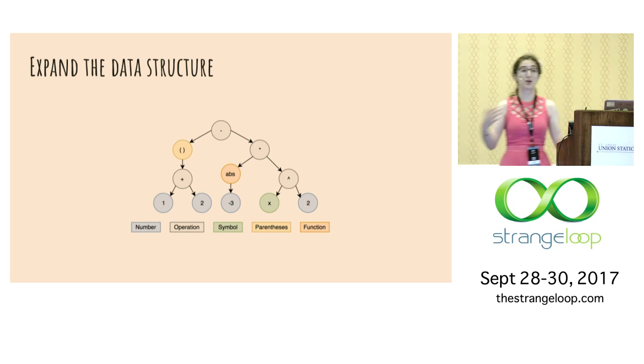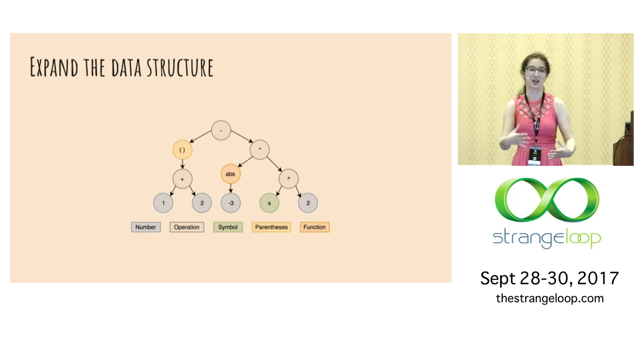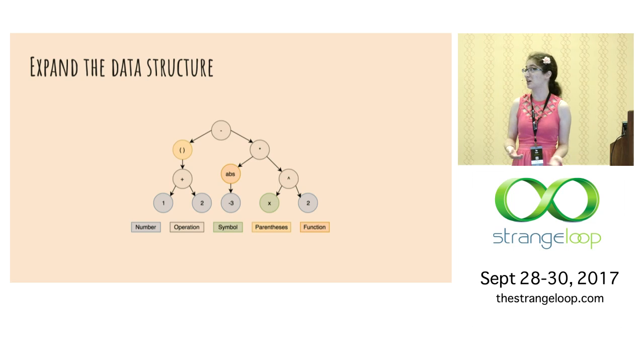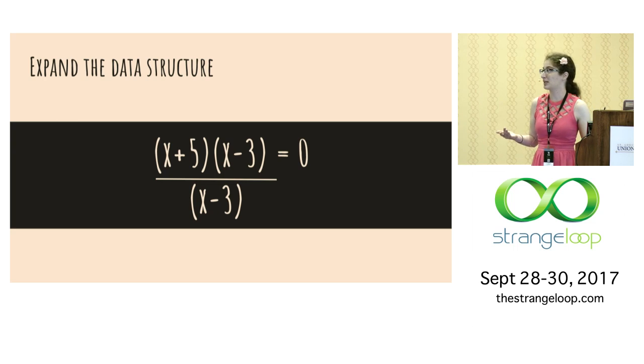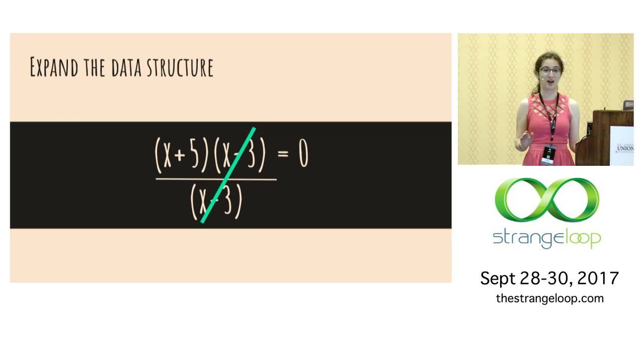So there's more than just the string, more than just this tree. How can we expand this data structure to show more information? Another example of more information we might want is, let's say we have an equation like this, and we're dividing by x minus 3 on the top and the bottom. At this point, you just have x plus 5 equals 0.